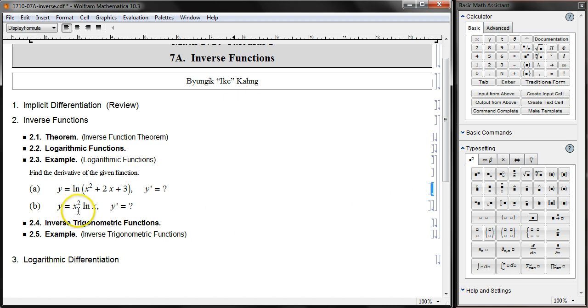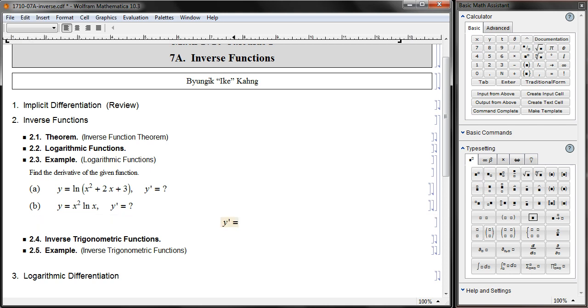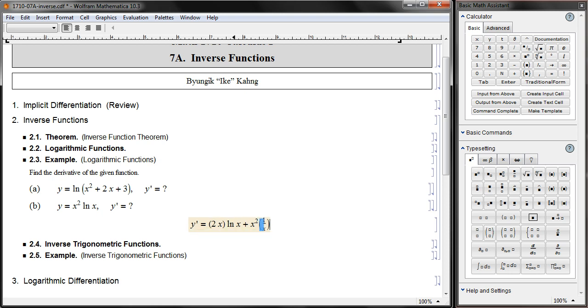Okay, how about the next example? Well, we have a log function, but it looks like we have to use a product rule. No big deal. Just apply the product rule. Derivative of the first function times the second function plus first function times the derivative of the second function. Simplify a little bit, and that's it. x squared times 1 over x. So here we go. 2x log of x plus x.